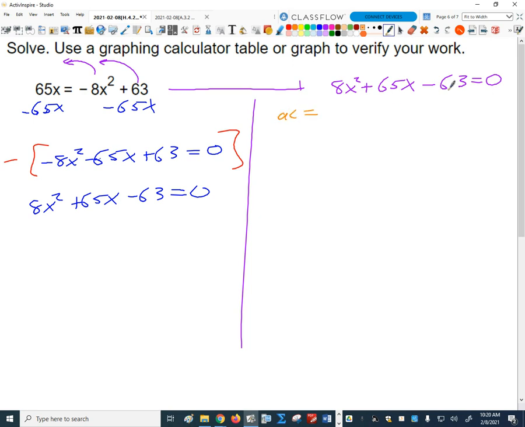8 times 63 is what? Oh, no, it's negative, what am I doing? Negative 504, is that right? Did I do that right? Give me a thumbs up. Is that right? Okay. So a times c is negative 504. b is positive 65. So I've got to find magic numbers that multiply to negative 504 and add to 65.